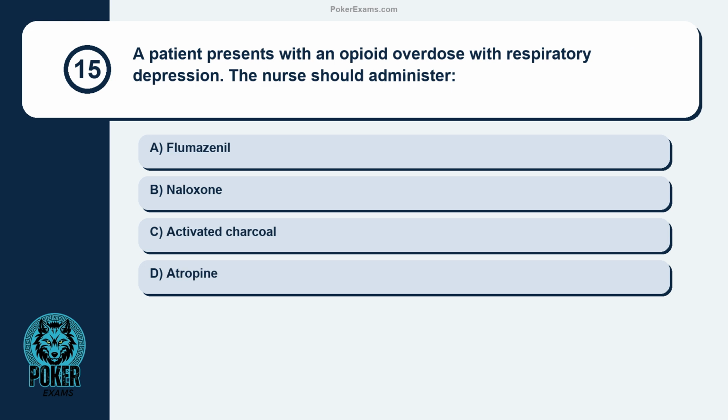Question 15. A patient presents with an opioid overdose with respiratory depression. The nurse should administer flumazenil, naloxone, activated charcoal, atropine.